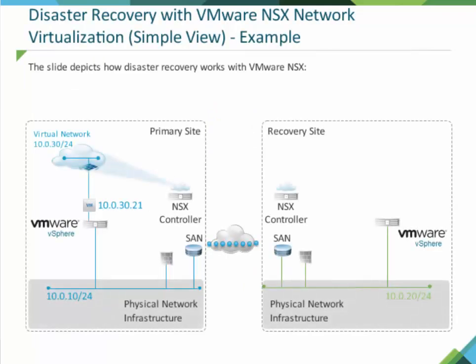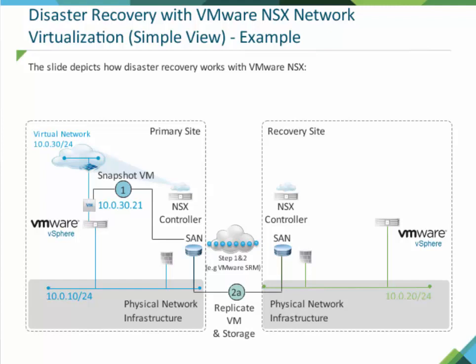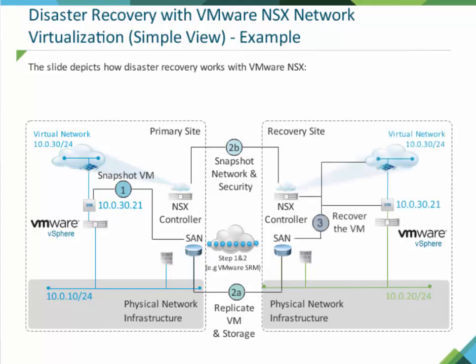The slide depicts how disaster recovery works with VMware NSX. At the primary site, a snapshot of the virtual machine is taken. The virtual machine with its storage is replicated to the disaster recovery site. The network snapshot and security is replicated. At the disaster recovery site, the VMware NSX network and security policies already exist. When a disaster occurs, the virtual machine is recovered. There is no need to change its IP address. This can decrease the RTO by 80%.